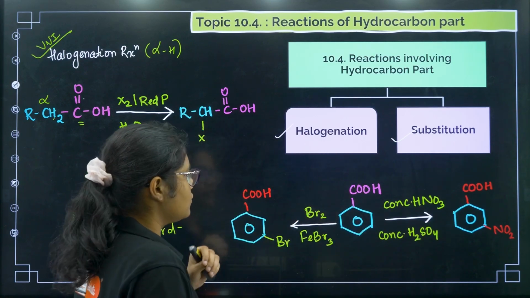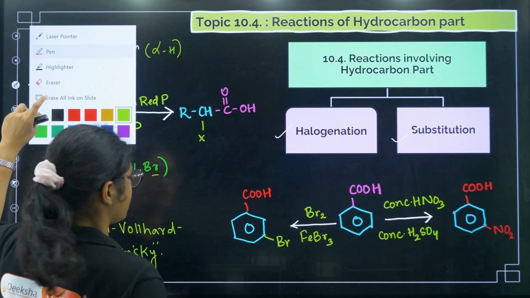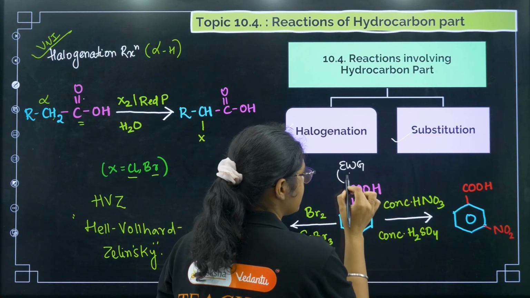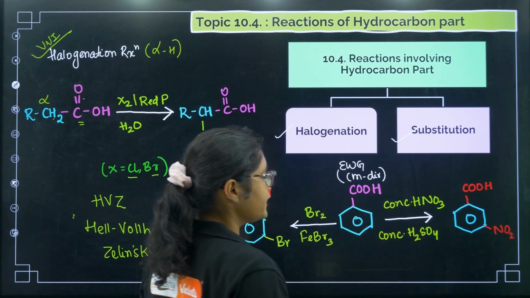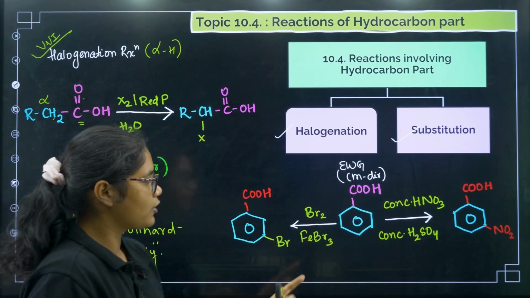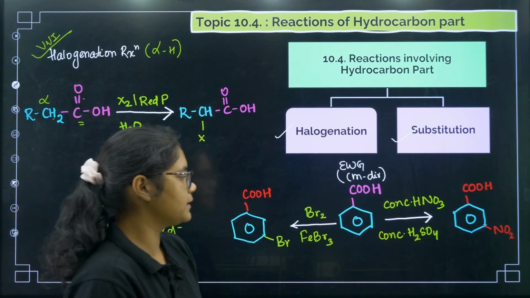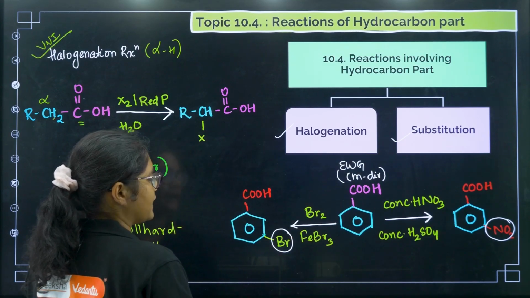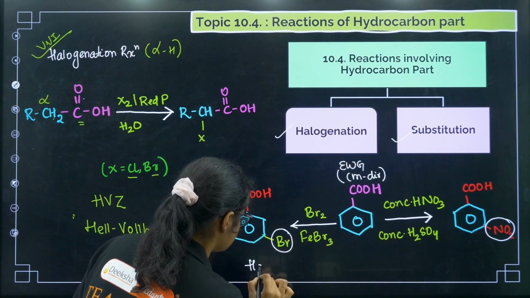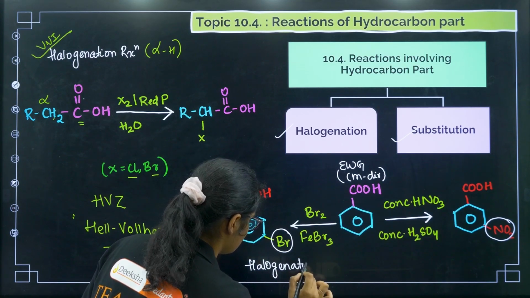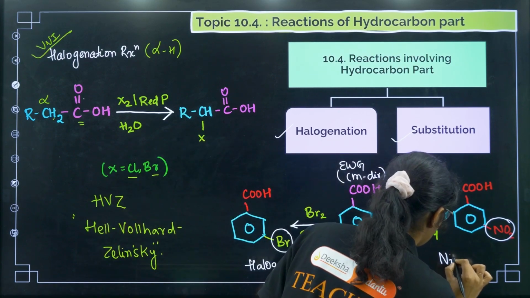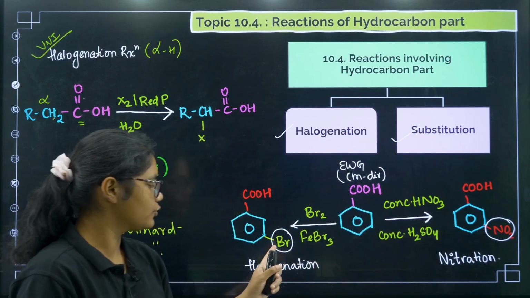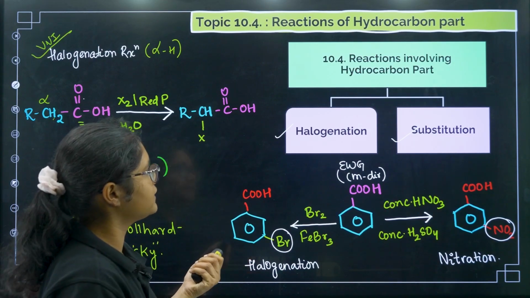Okay, next coming to the electrophilic substitution reaction. Here again two things that you should remember: the COOH group is an electron withdrawing group, and if it is an electron withdrawing group, then it is a meta directing group, right? Now we have the COOH group. If you take concentrated HNO3 and concentrated H2SO4, then the NO2 group will be added at the meta position. Next, if you take Br2 and FeBr3, bromine will be added at the meta position. So this is your halogenation reaction, and this one is nitration. So we'll get the NO2 group and Br group here. Okay, so we are done with the fourth type of reactions.